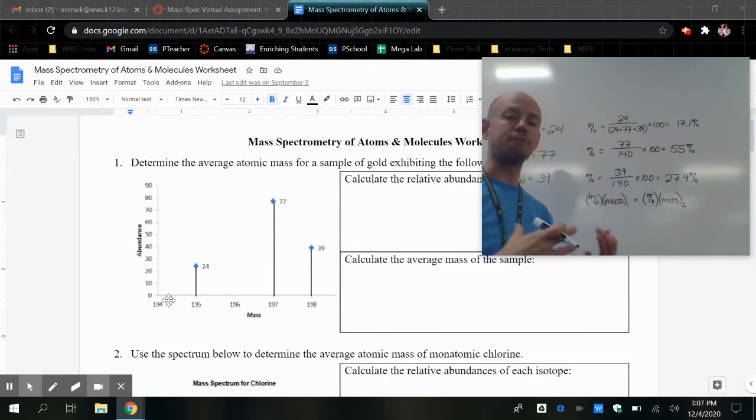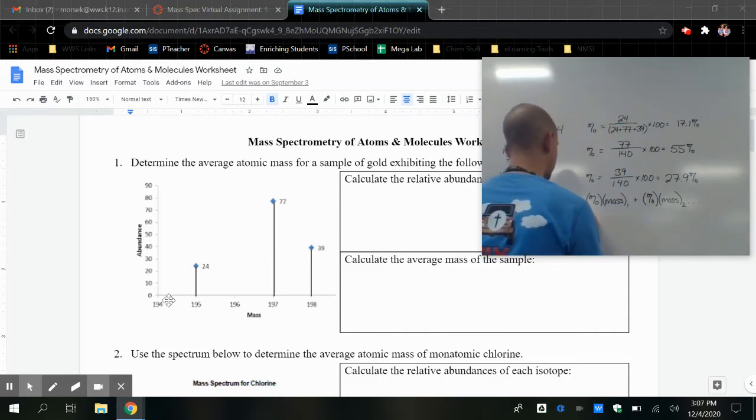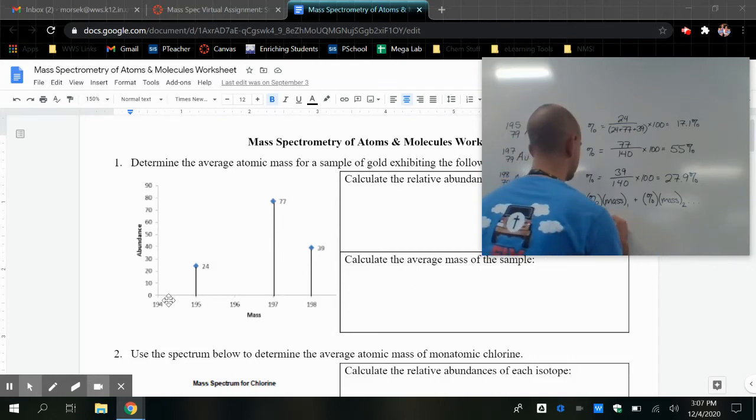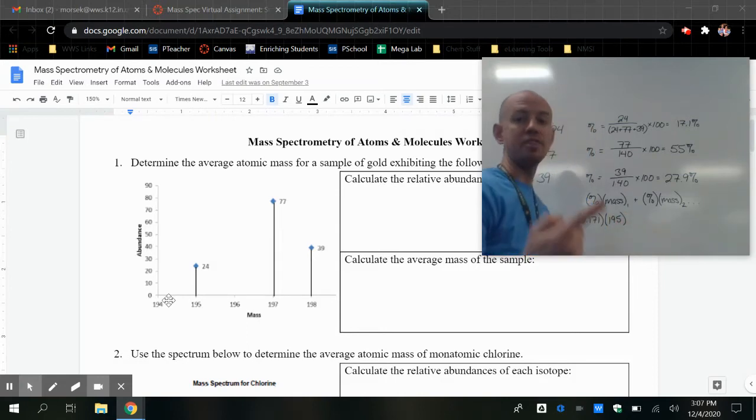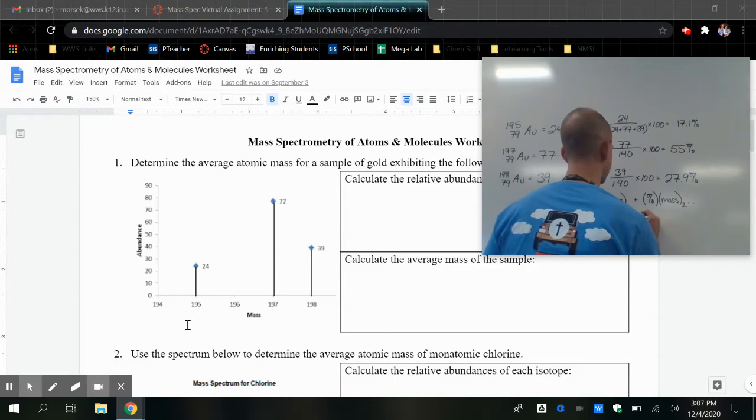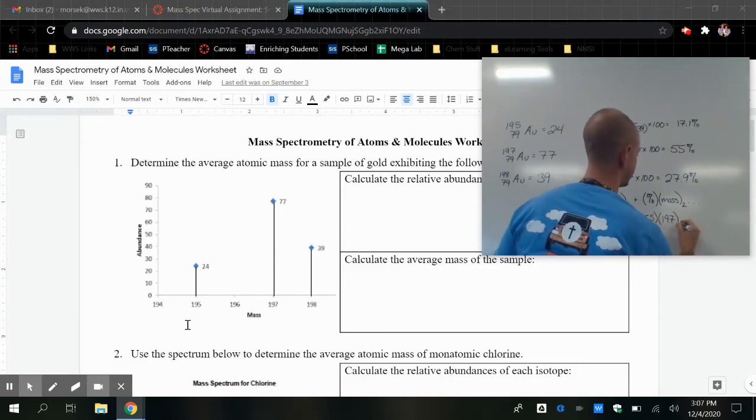That gives us the average atomic mass. And we want it to be in decimal form, so we would put 0.171 times the mass of that isotope, and we're getting that off of the graph. The mass of the isotope isn't how many we have, the mass is how heavy is that isotope, 195. And then the 55 had a mass of 197.